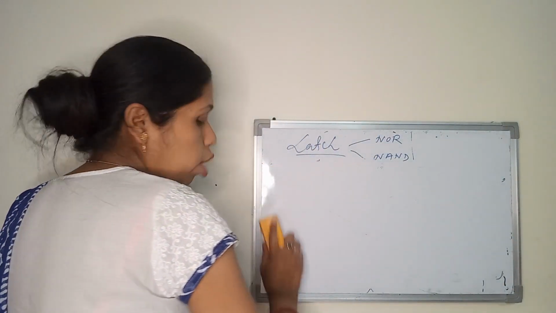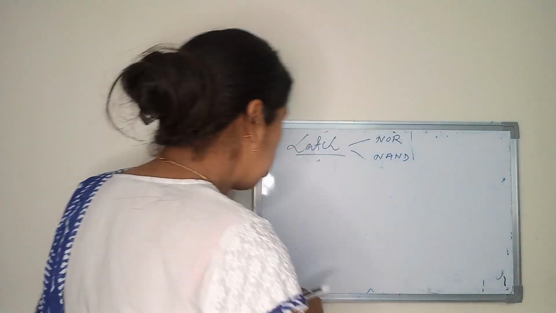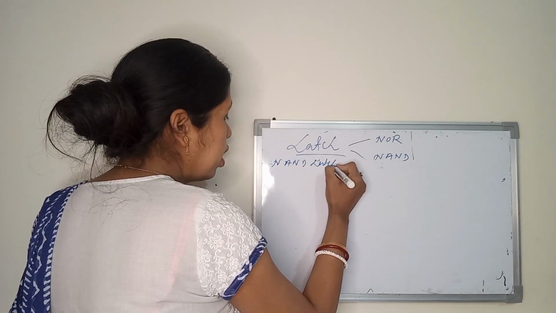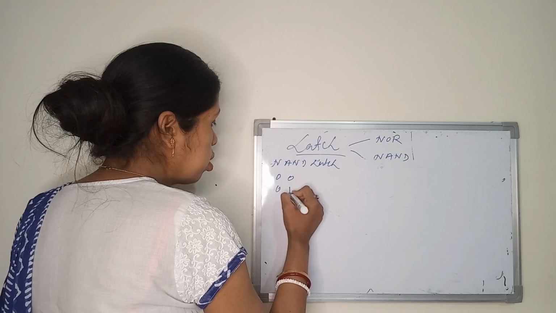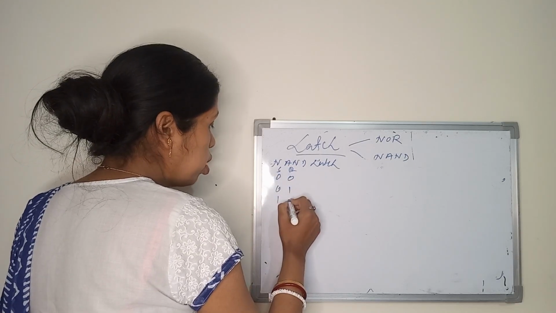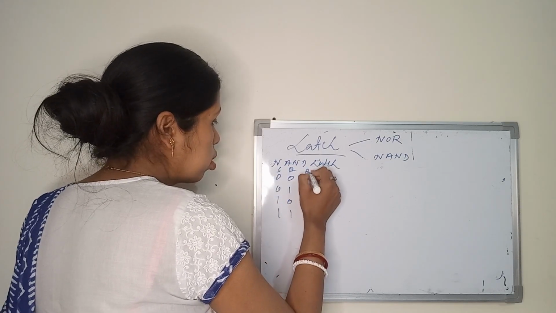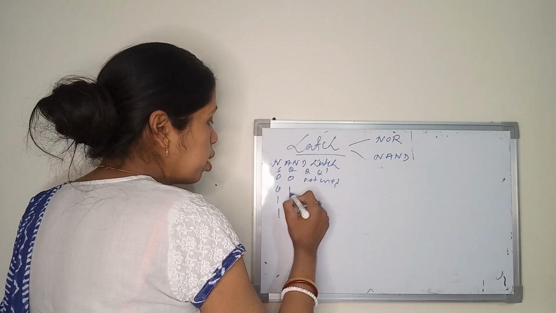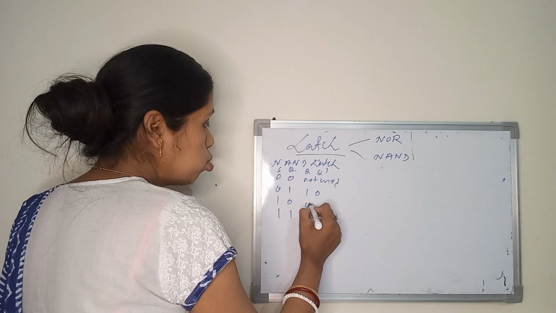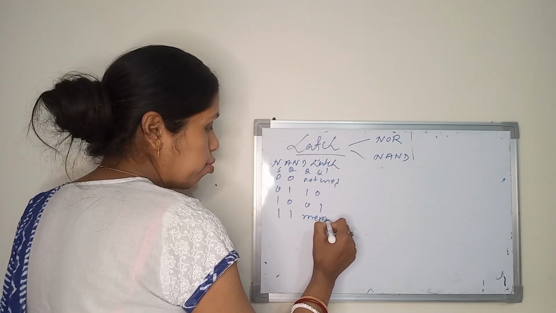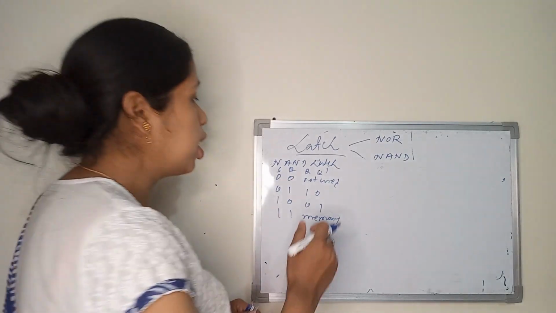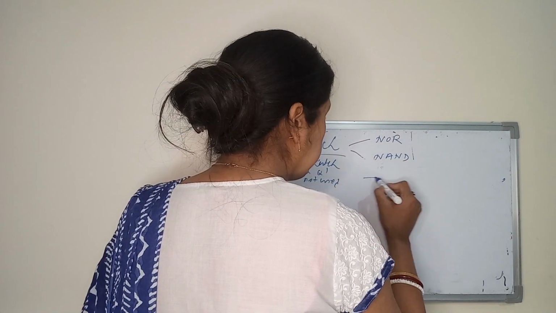So I am writing here the NAND latch truth table. Q prime: 0 0 is the not used condition. 0 1 gives 1 0, 1 0 gives 0 1, and 1 1 is the memory effect. This will be required when we discuss the NAND flip-flop.